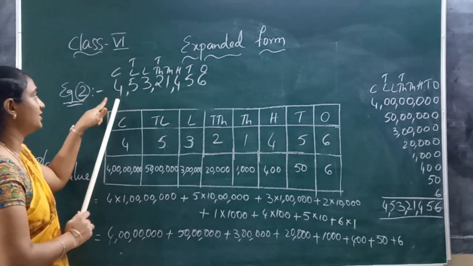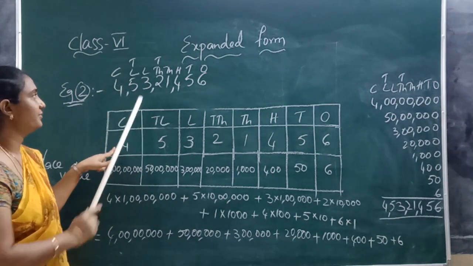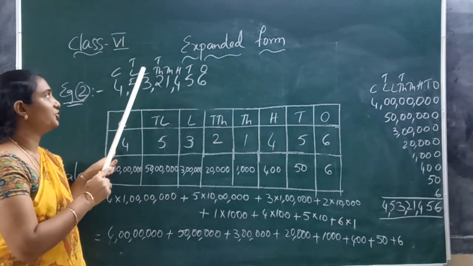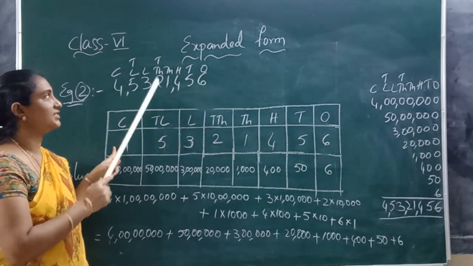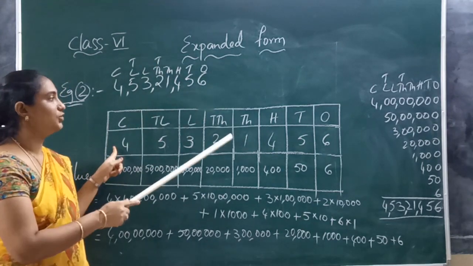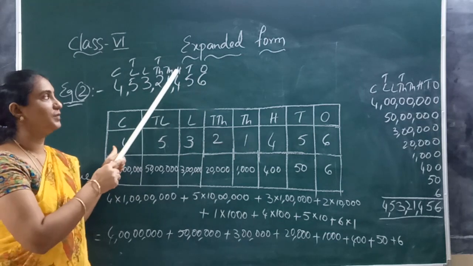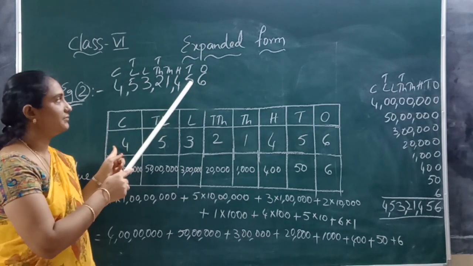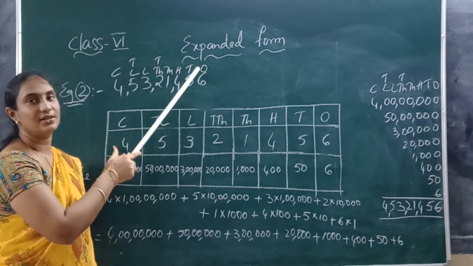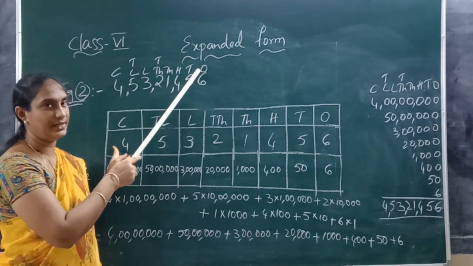Now 4 is in which place? Crores place. 5 is in which place? 10 lakhs place. 3 is in which place? Lakhs place. 2 is in which place? 10,000 place. 1 is in which place? 1,000 place. 4 is in which place? Hundreds place. 5 is in which place? Tens place. 6 is in which place? Ones place or units place.